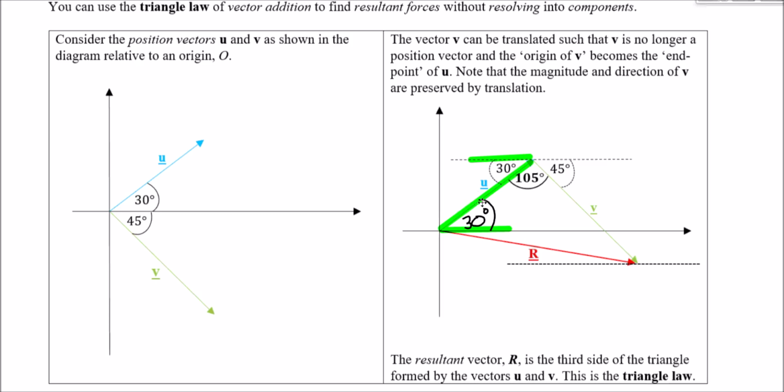So we can manipulate vectors by translating one to another position, and then the resultant of one added to the other makes the third side. In this case, the resultant force, if u and v are two separate forces acting on a body. Let's just have a look at an example of how this might be used.